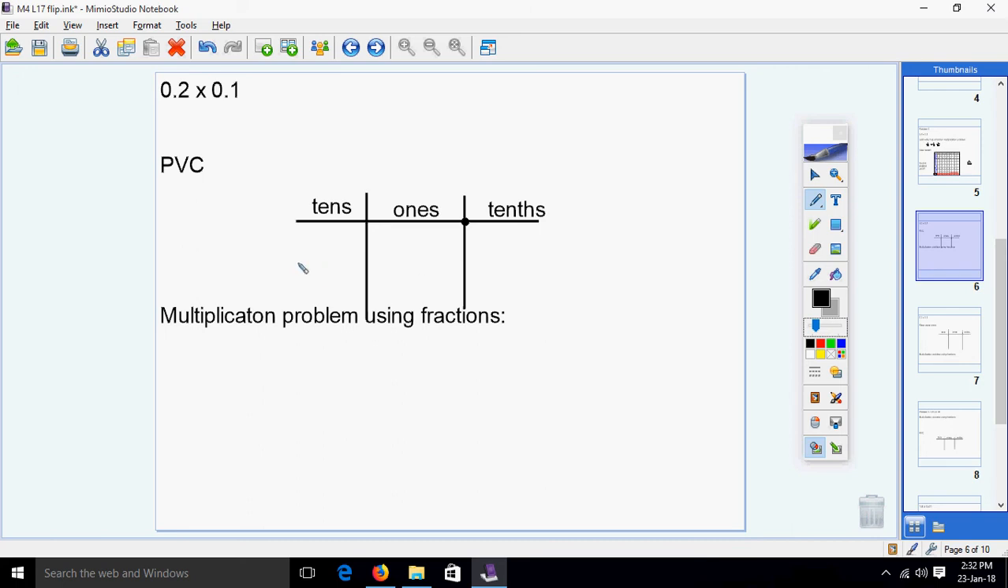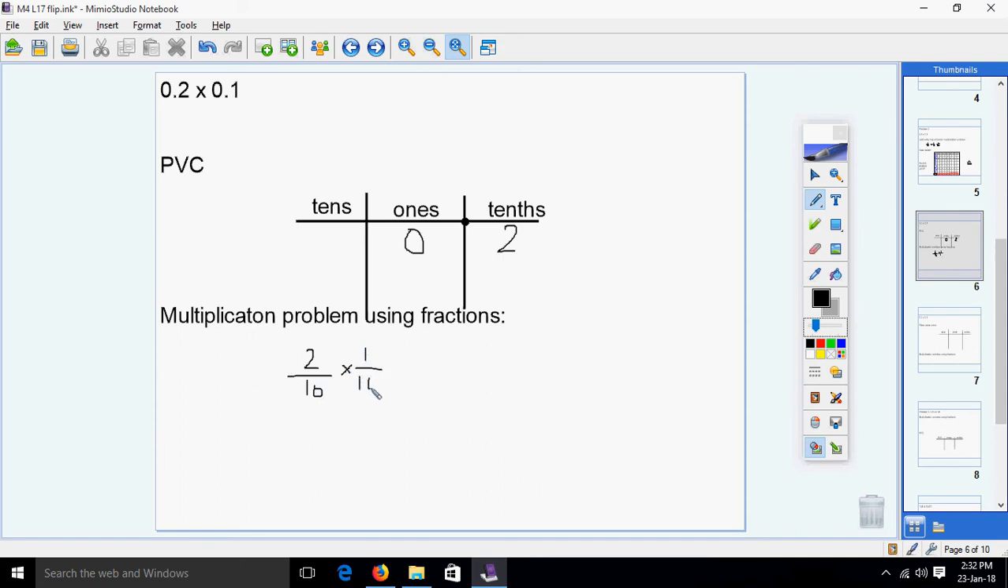Okay, I'm going to go ahead and show the first one, 2/10. All right, so here's my 0, and here's my decimal, and here's 2. Okay, and we're going to multiply it by 1/10. All right, real quick, I'm going to write the multiplication problem down here: 2/10 times 1/10.